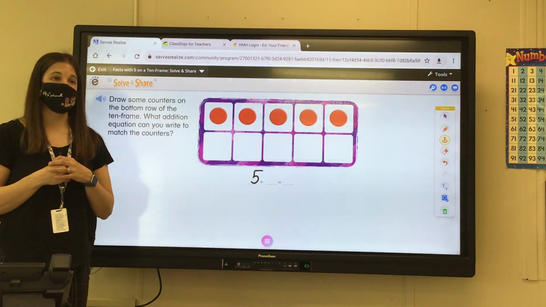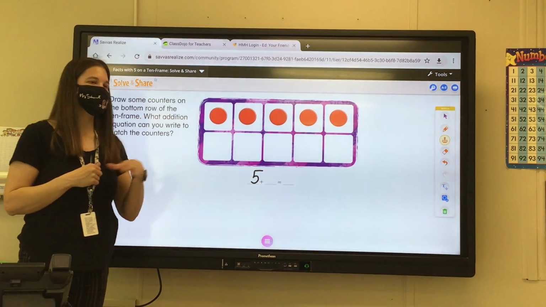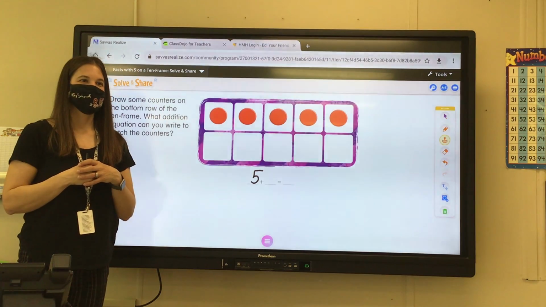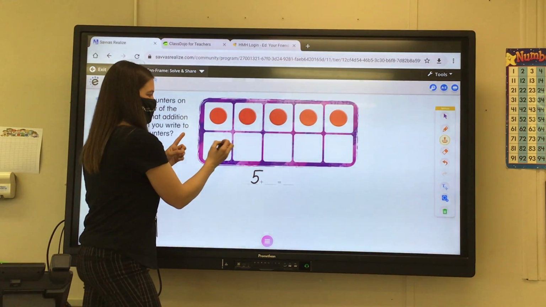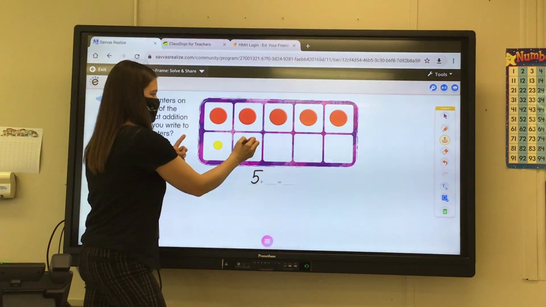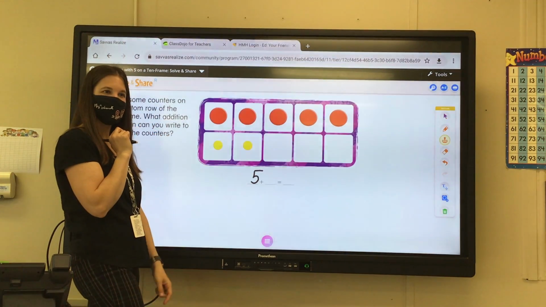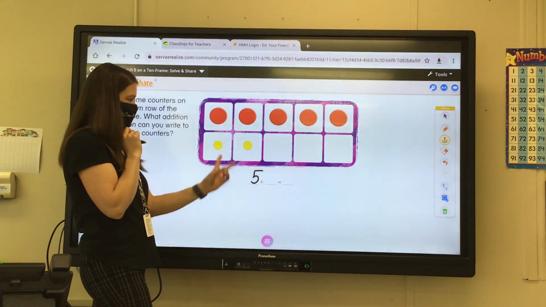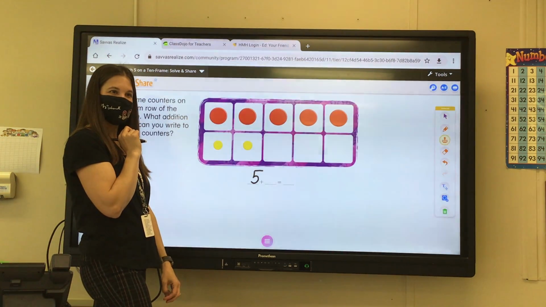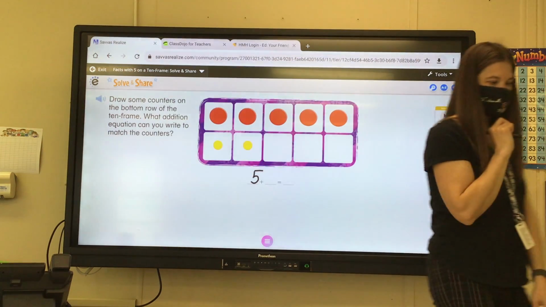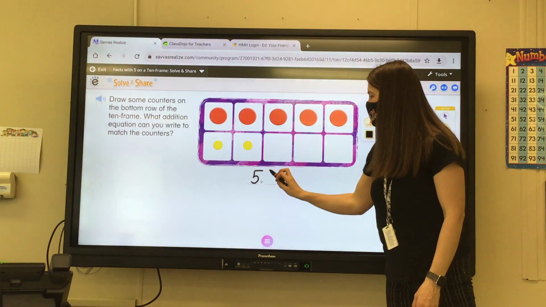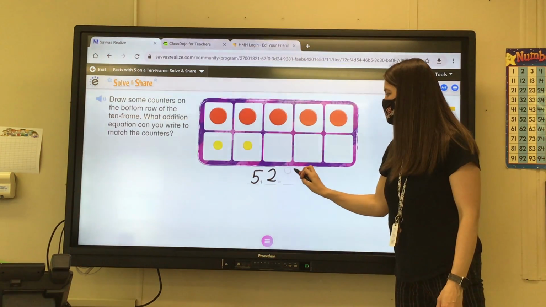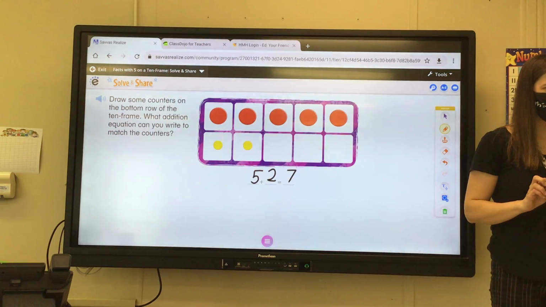We can make a total of 7. How many would we put down here to make it 7 in all? If we have 5 and we wanted to make 7 total, we can say 6, 7. So how many would we add to 5? 2, right? So we'll go ahead and draw 2 circles. We're going to make 7 in all. So Isla has 5 plus 2 equals 7. There's our addition equation.